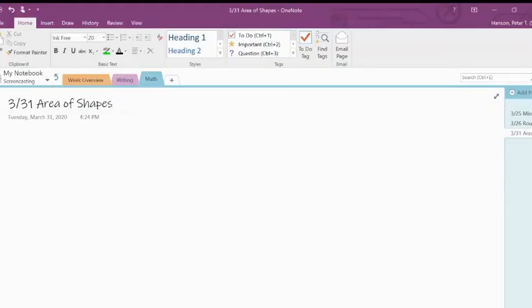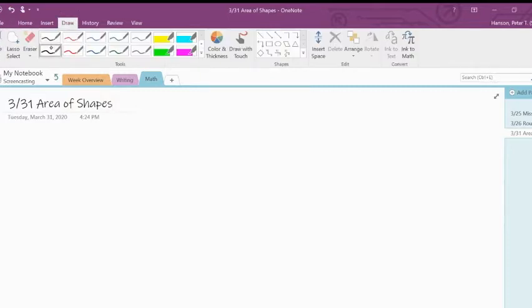So let's take a look at how we find the area of some rectangular shapes, and how we find the area of some shapes that are rectangles put together into maybe L or O or S shapes. Okay, so we're going to talk about area of shapes. In particular, let's start by thinking about a rectangle. So I'm going to just draw a rectangle here.